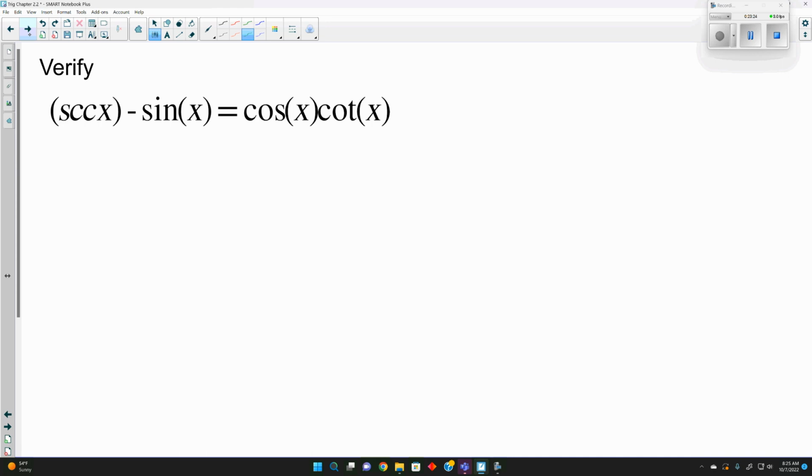Can anybody spot the typo? Because this should be an E. I put these up because I don't like having to write on it, but it does have a math writing spot, and I didn't notice that till later. So we have secant of x minus sine of x equals cosine of x times cotangent of x. So we're trying to get from one to the other.